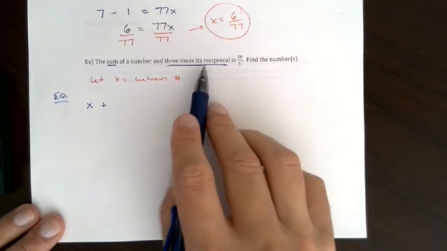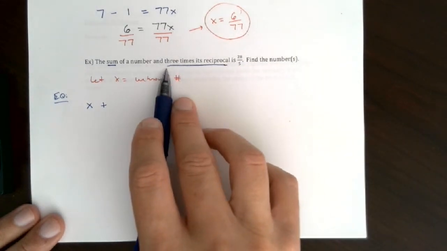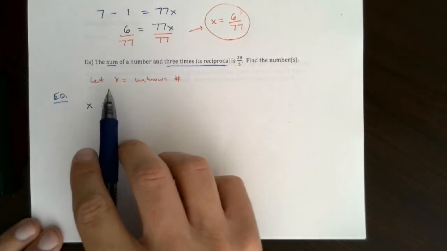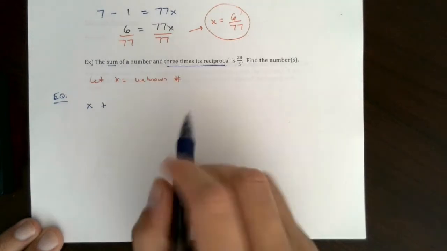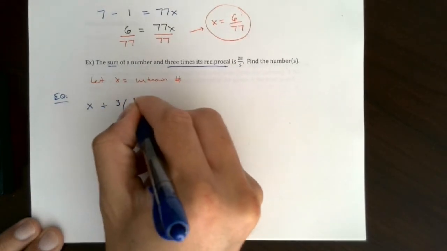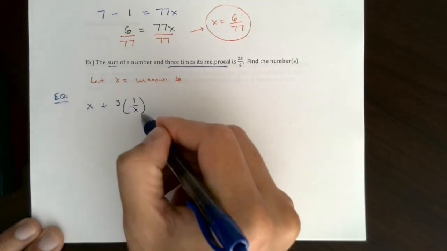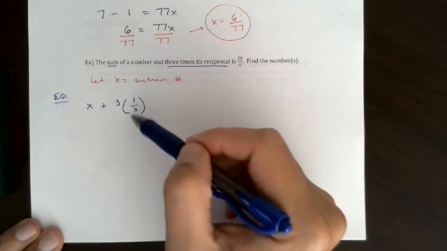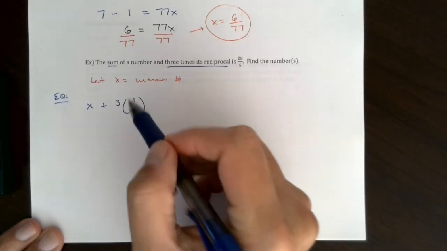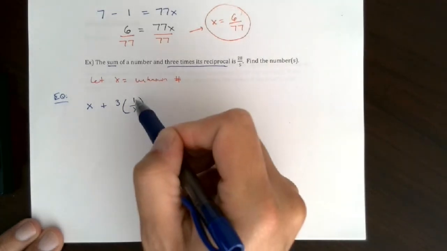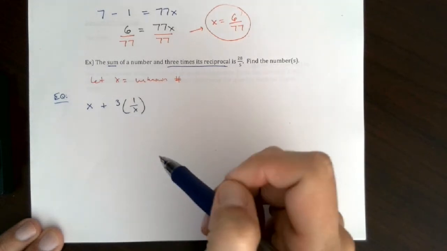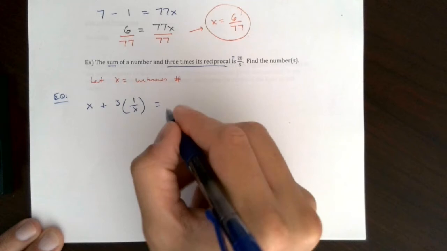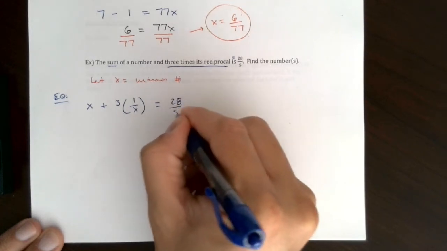That's important to understand. So first you got to take the reciprocal, and then you take 3 times it. So what's the reciprocal of x? Well, that would be 1 over x. And then 3 times that would be 3 times 1 over x. This is 3 times its reciprocal. Be very careful. Sometimes people will write 3x here and they put 1 over 3x, and that would be wrong, right? That's a different thing. This is 3 times its reciprocal. The reciprocal is 1 over x. 3 times that is 3 times 1 over x. The word is, remember, means equals. So this is equal to 28/5.